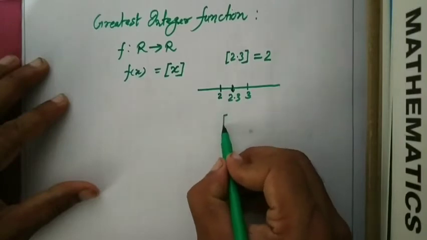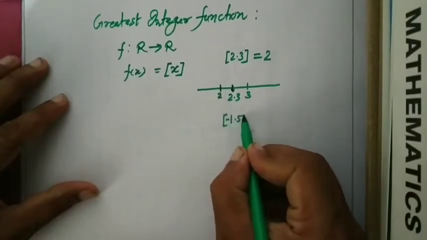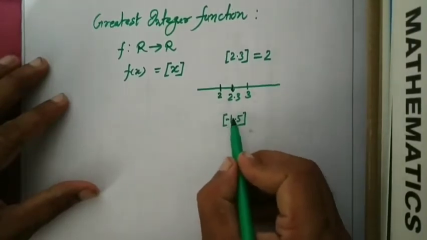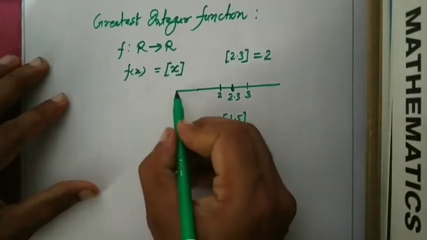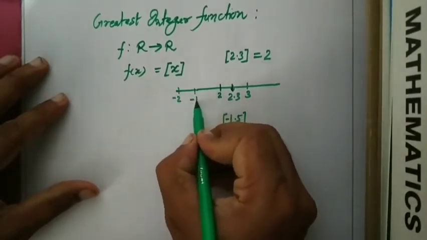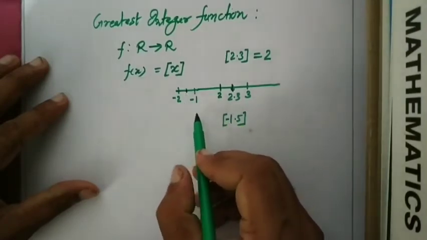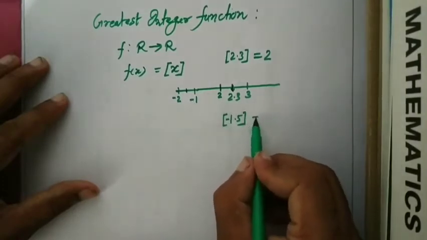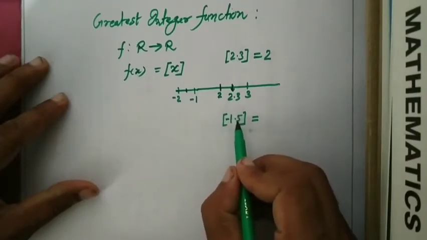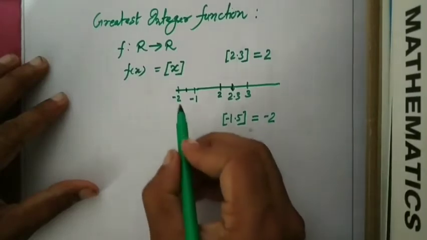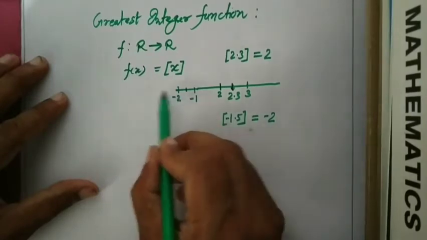Similarly, for example, suppose minus 1.5. That means this number is situated somewhere between minus 2 and minus 1. Minus 2 is here and minus 1 is here, so this number is going to be in between them at the middle, where we can find the greatest integer of this particular number. The greatest integer function will give the value of minus 1.5 as minus 2. Why minus 2? Because minus 2 is the greatest integer before this particular number from the left side.